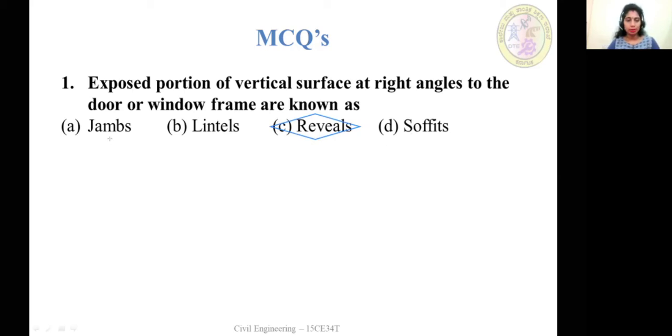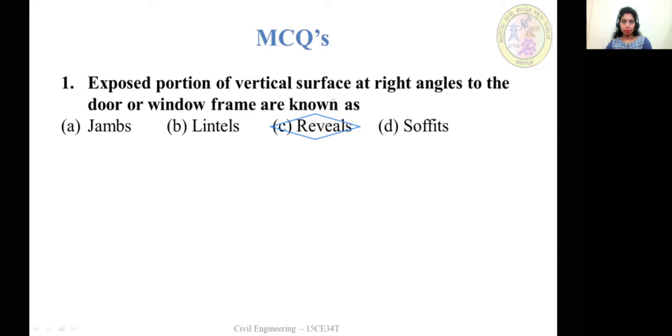Okay, jamb cannot be the answer because the interior portion of a vertical surface of a door or window frame is known as jambs. And lintel is what we provide above the door level. Correct? It is a structure provided above the door level, so it is known as lintel. It cannot be our answer. And soffit is also not our right answer. The right answer will be reveals, because the definition itself says the exposed portion of a vertical surface.